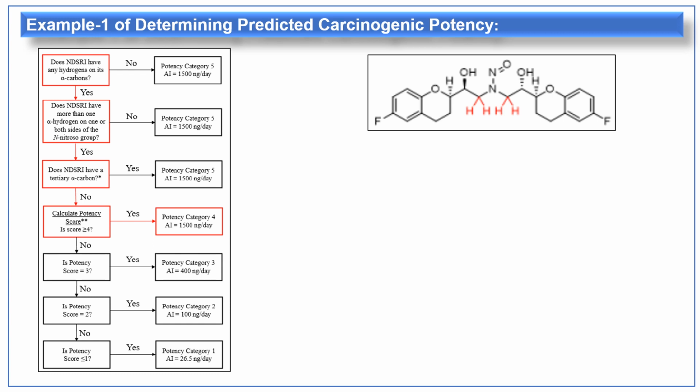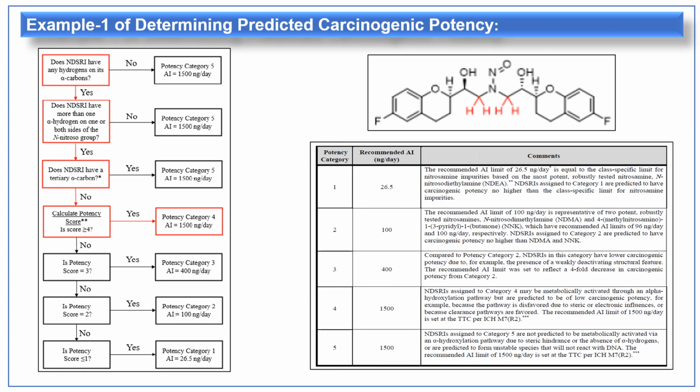Based on the potency score of the molecule, we go to our decision tree and note the last step, highlighted in red, calculate the potency score. We have calculated the potency score, and if the score is greater than or equal to 4, the potency category comes out to be 4, right? In this case, we have determined the potency score as 4. So our acceptable intake limit is 1500 nanograms per day for that particular molecule.